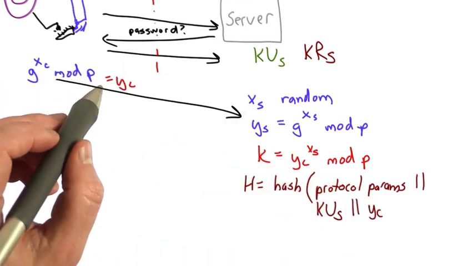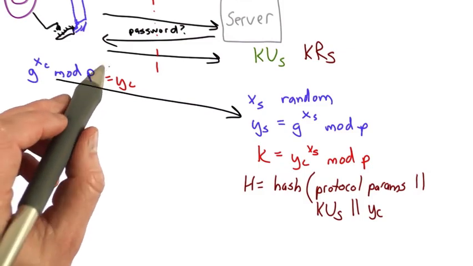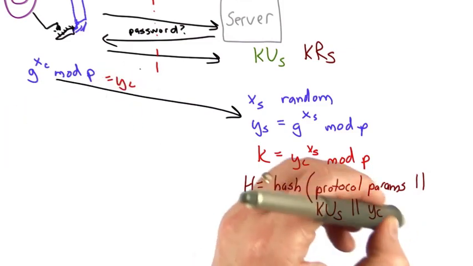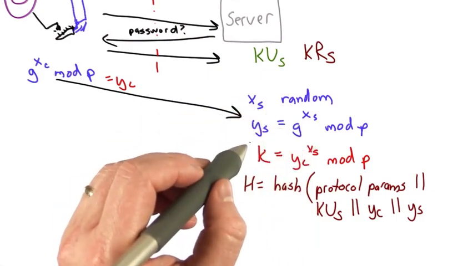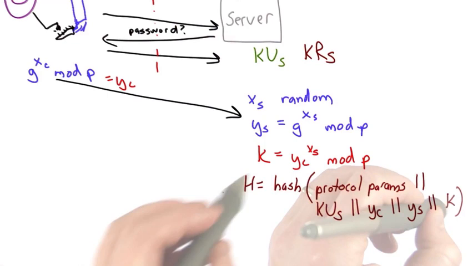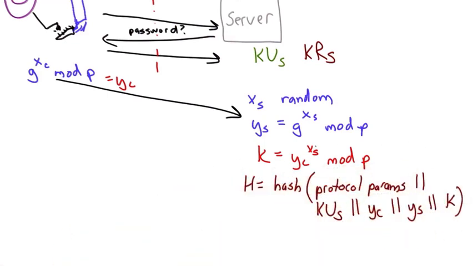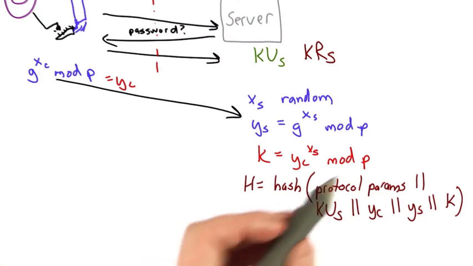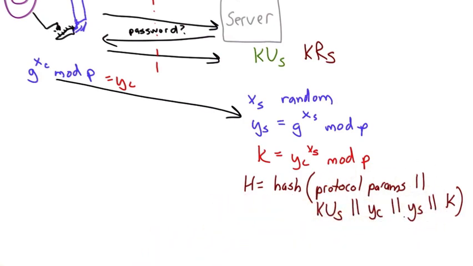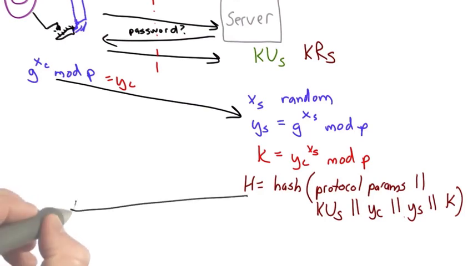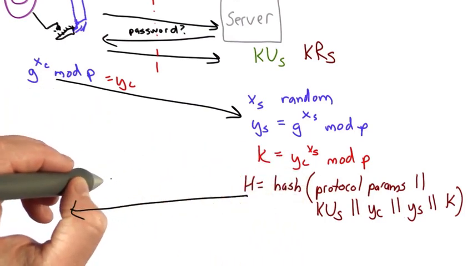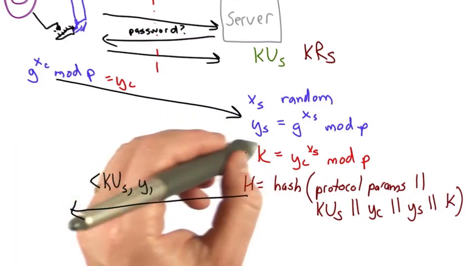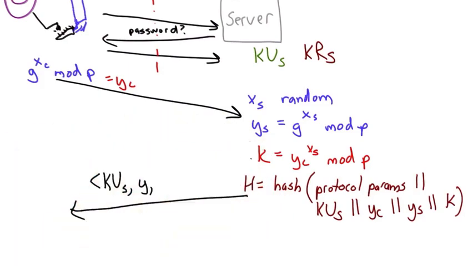That verifies that it's part of the same session, prevents replay attacks because now that value was determined by the client. The value of ys, this is the normal Diffie-Hellman response, and the key. Note that this is all in a one-way hash, so someone who intercepts that hash won't be able to learn anything about the inputs. Someone who knows the inputs would be able to verify that the hash is correct. And so what the server sends is the value of its public key, the value of ys, and the hash signed with the server's private key.